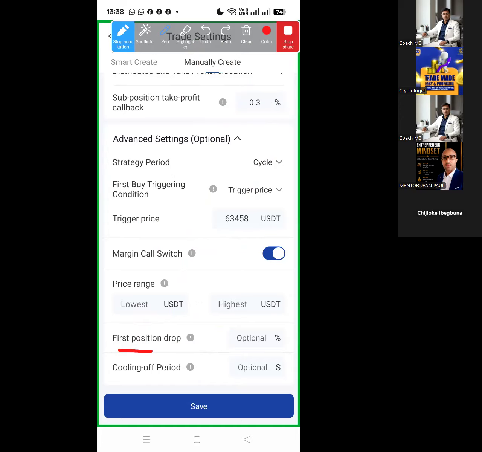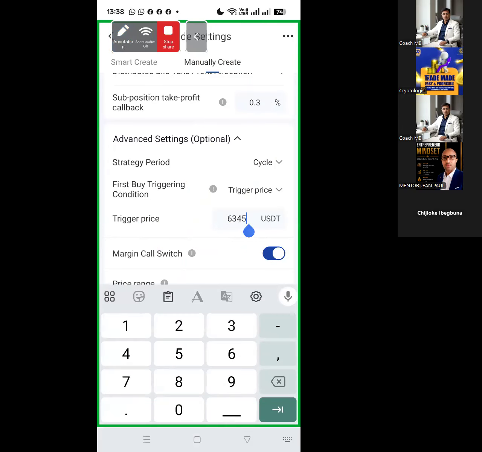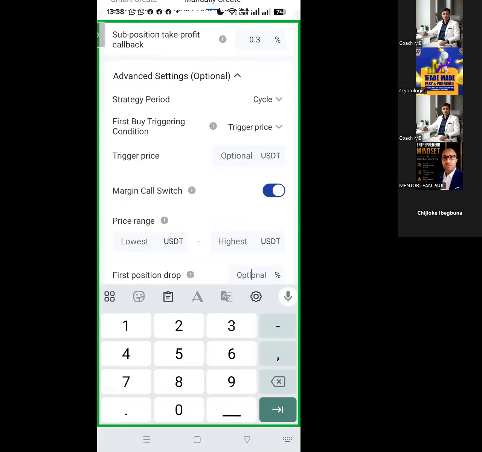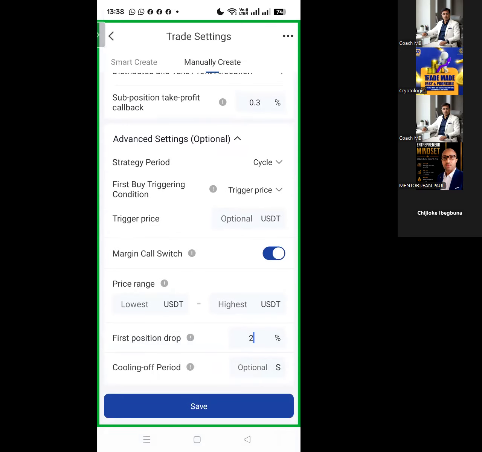You can put a first position drop here. This is the second way you can set the first buy triggering condition. You don't put any price here, because that price can be very low and sometimes it fails to reach it. So what you can do is open this first position drop, and suppose you want the price to fall by around 2% and then it will buy for you.